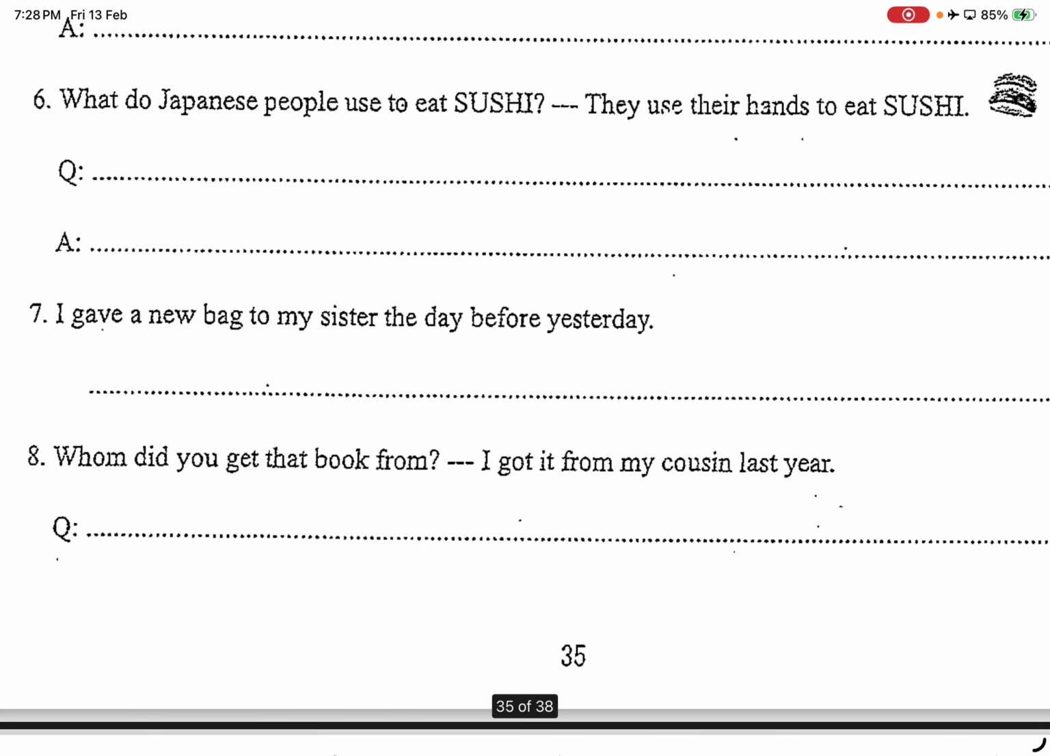Number 7. I gave a new bag to my sister the day before yesterday. おととい姉に新しいカバンをあげました。Okay, very good. So you start with the time first, ototoi, then the person, onee-san ni. Sister can be younger or older. They never specify.